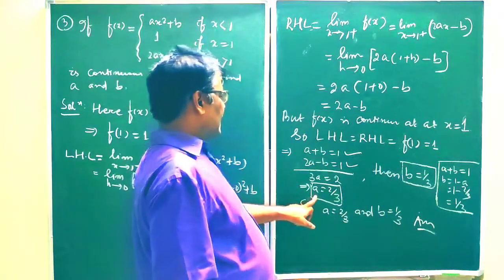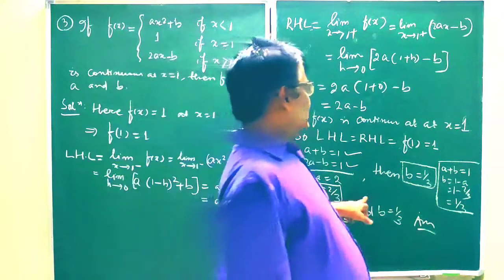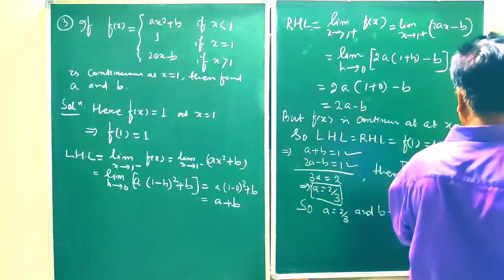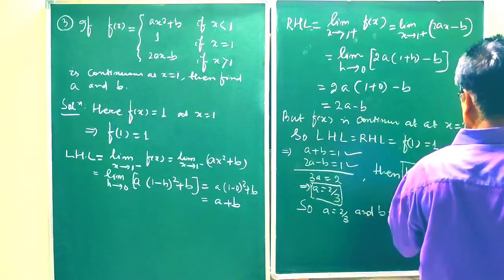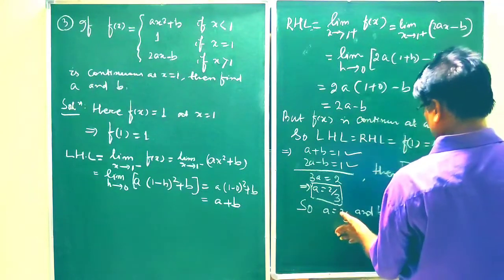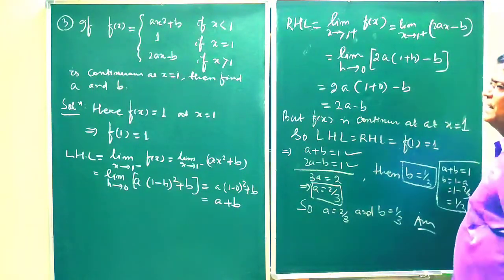Now solving, we get a is equal to 2 by 3. Now a plus b is equal to 1, so the value of b is equal to 1 by 3. Therefore a is equal to 2 by 3, b is equal to 1 by 3.